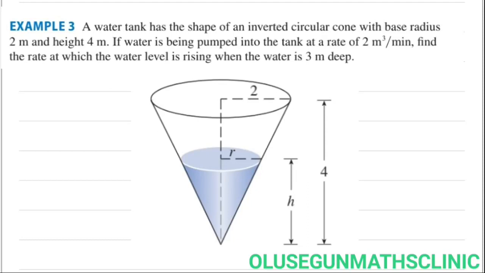So when the water is 3 meters deep, this is the diagram of the inverted circular cone. The big radius is 2 and the smaller radius is r. The height of the smaller cone, the height of the water, is h, which we don't know, and the height of the big cone is 4. Now the quantities V and h are related by an equation.